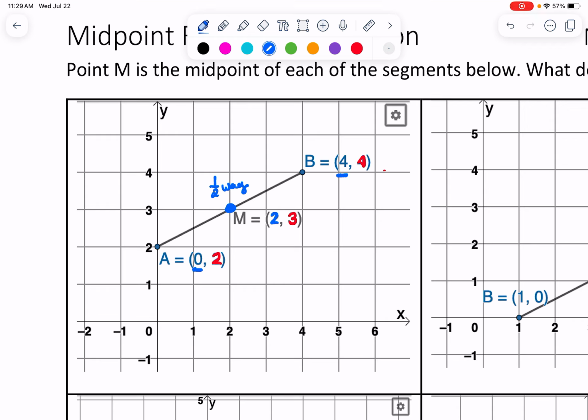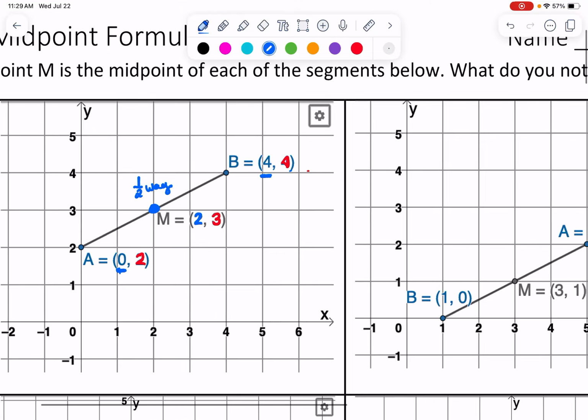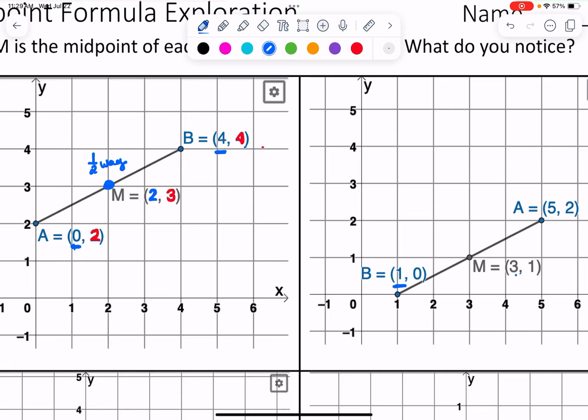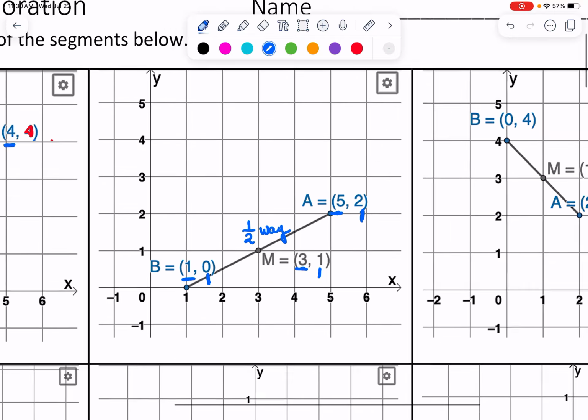So we can see that if we count by 2's in this case and by 1's in the second case, we can get to the halfway mark. All right, so let's look at another example here. Okay, we got 1 and 3 and 5, that makes sense, and 0 and 1 and 2 makes sense. But we probably need to come up with some kind of formula that's going to help us in case we don't have these graphed and can't visualize them. We have to remember that we're halfway in between when we're at the midpoint. Midway means halfway.